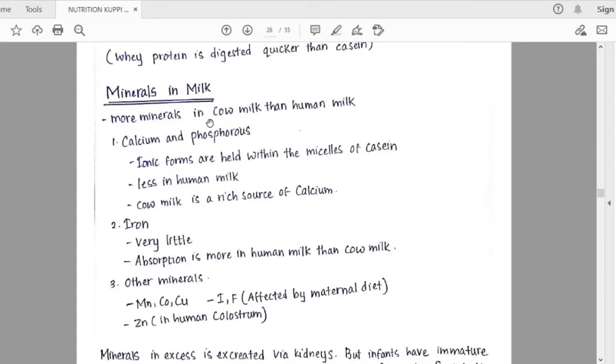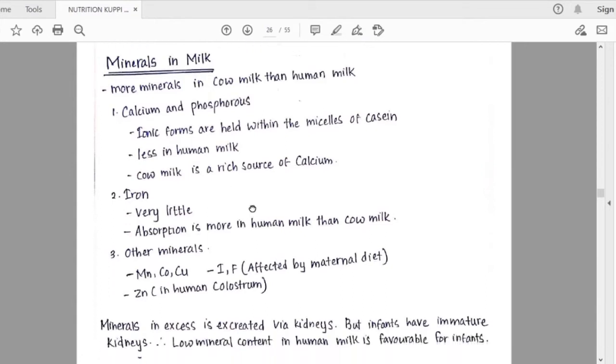If someone is low in calcium, that is hypocalcemia, so what do you recommend? Cow's milk in the diet.